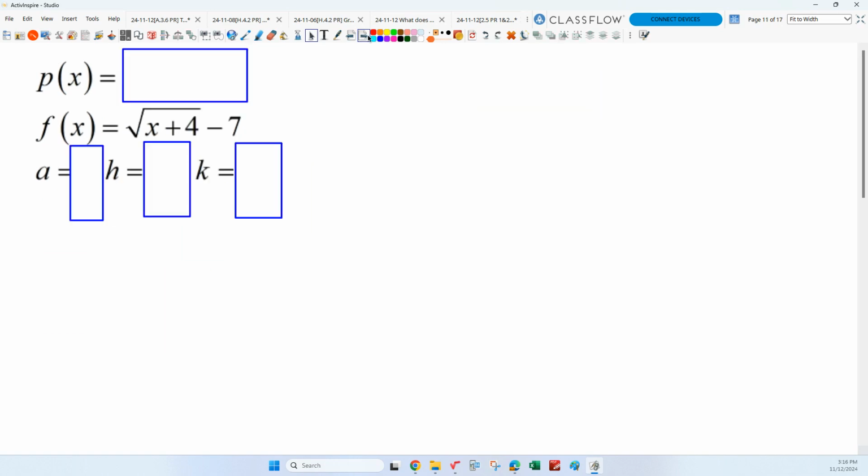And we could do it with other weird functions too. What about that one? That's a totally different kind of function. Peek at that for a second and see if you can tell me what the parent graph is.